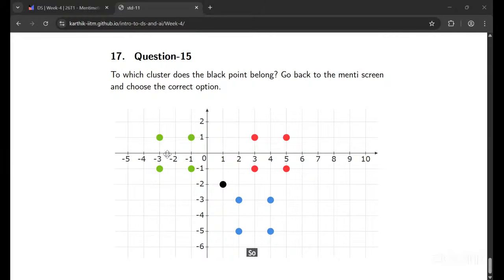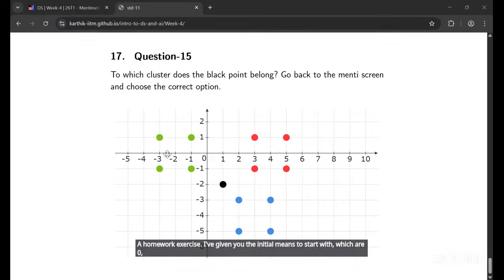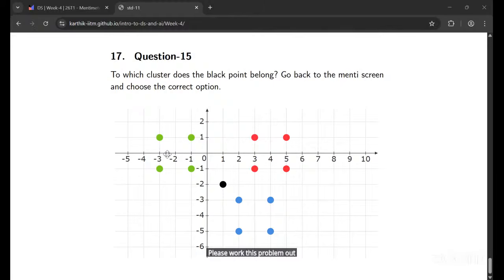So you can either solve it here or you can take it as a homework exercise. I've given you the initial means to start with, which are 0, comma 0 and 5, comma minus 3. Please work this problem out at home and form the two clusters by iterating through Lloyd's algorithm, and then you'll get your answer. I hope everyone understands the question.